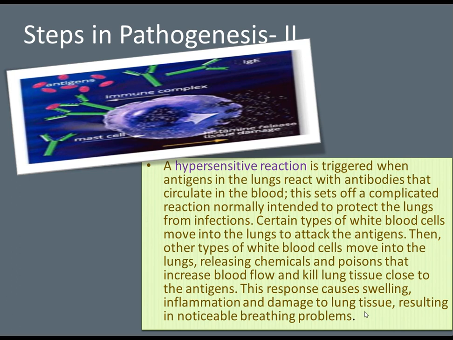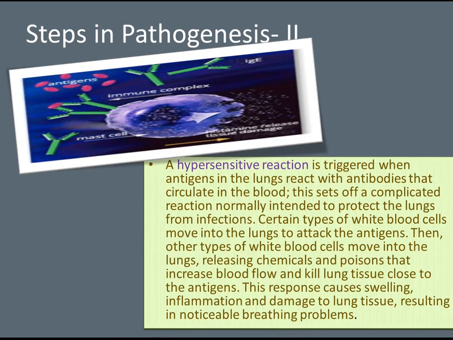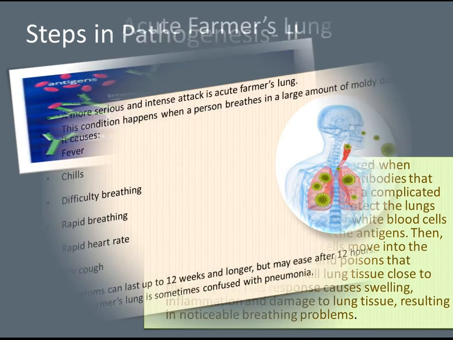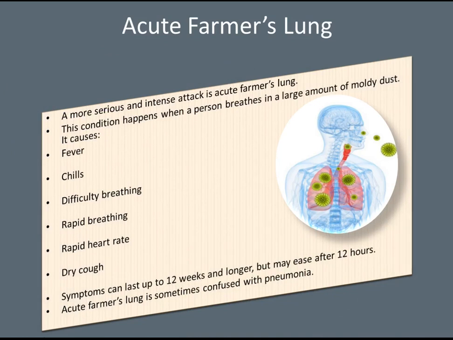So these are the 2 steps that are involved in the pathogenesis. Now we shall be looking into the 2 extreme types of farmer's lung. There obviously are 2 types. One is the acute type that I am going to show you next. This is the acute farmer's lung. What I show on the diagram is that the spores are entering into the lungs, and if that does happen, the symptoms are listed out here. If it occurs, the symptoms that will be found are listed out here.